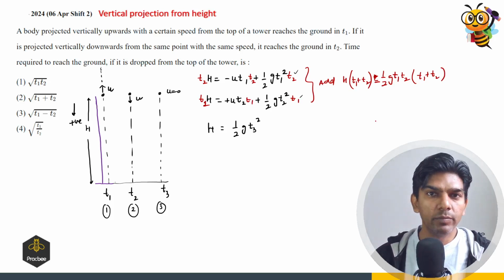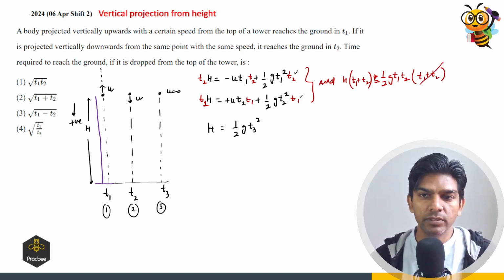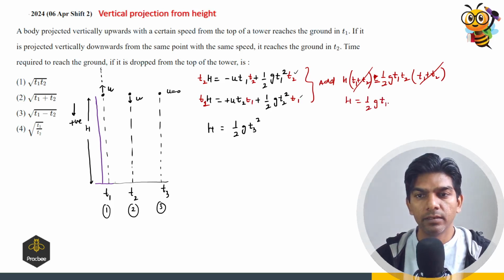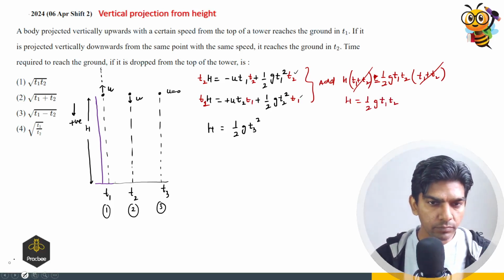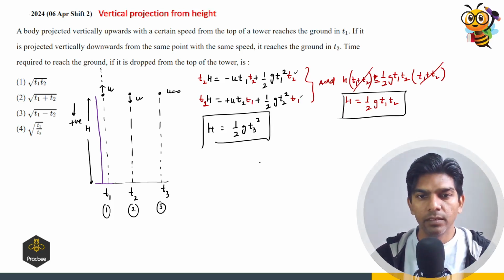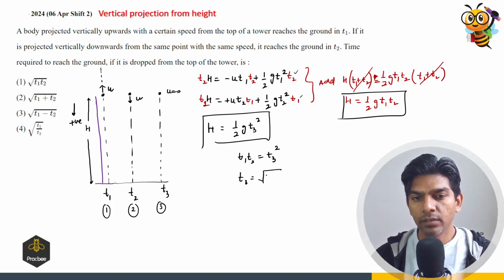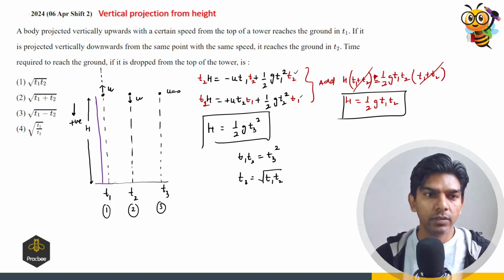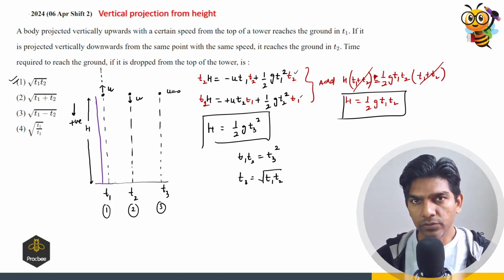So can you see, we will be able to eliminate t1 plus t2. So this can be eliminated and we'll get h equals half g t1 t2, right? Now you have to compare this equation with the earlier equation. So if we compare that, t1 t2 comes out to be equal to t3 square. So t3 is nothing but the geometric mean of t1 and t2. So option 1 is the right answer. You can even remember this result.